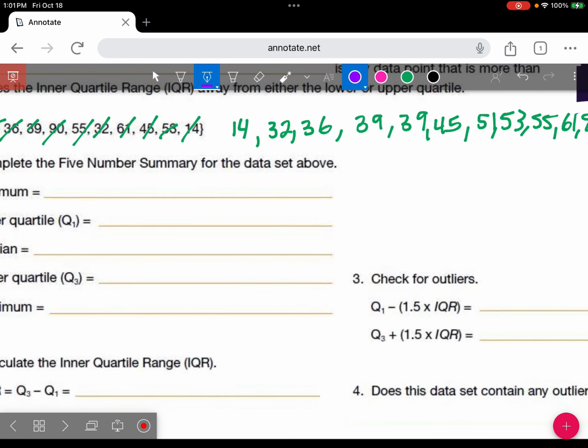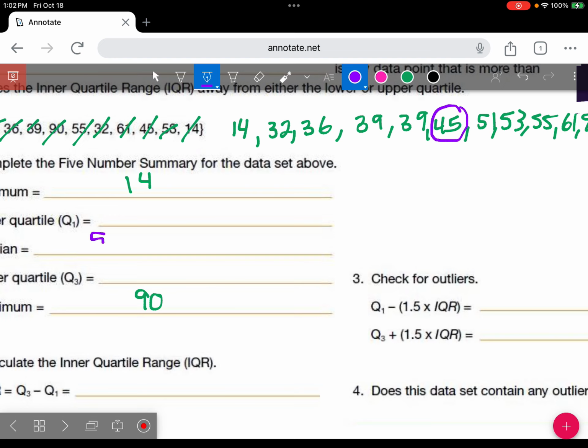Looking for our minimum. What is the smallest value? 14. I can't hear you when there's 6 other conversations happening, so you've got to say it louder. What is our maximum? I heard that one even though you whispered it to be sarcastic. What is our median? I'm going to give them a second to think about it. But yes, you're right. It is in the middle. 45.